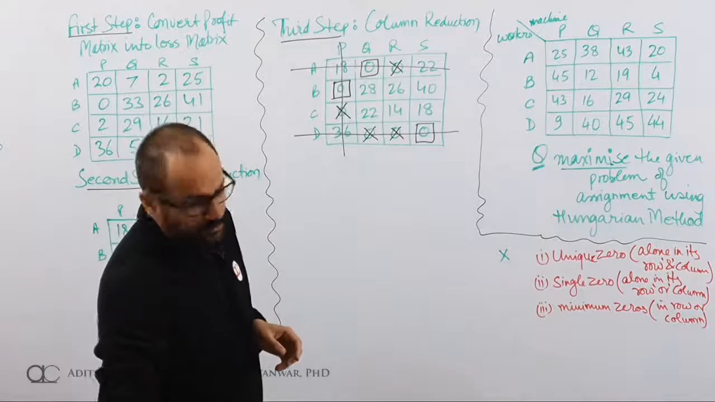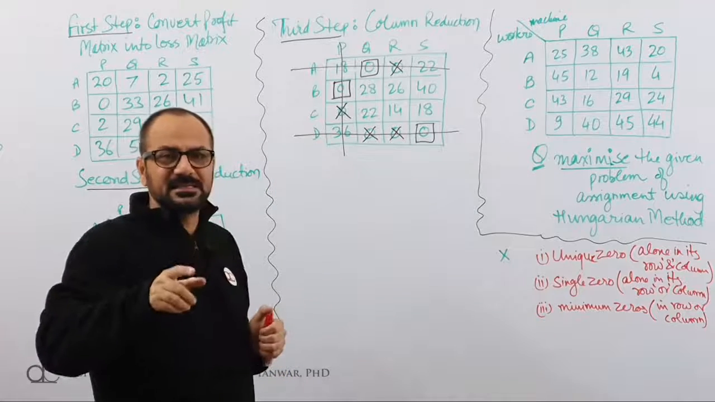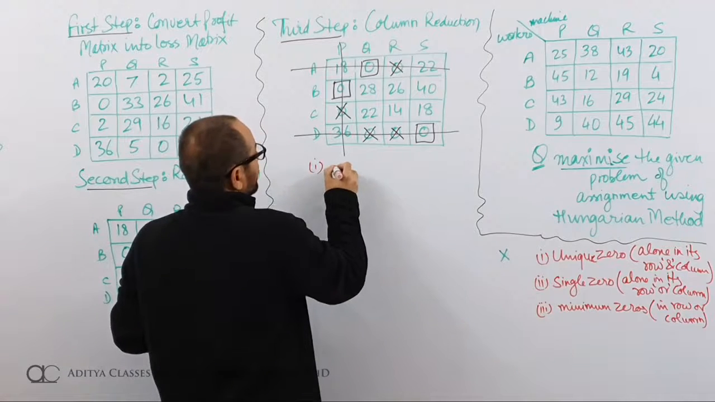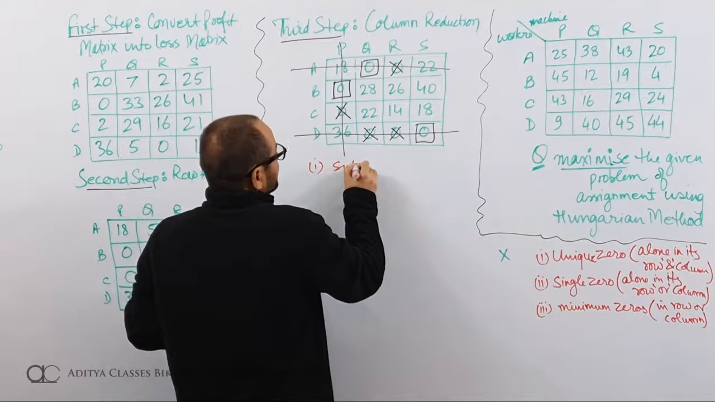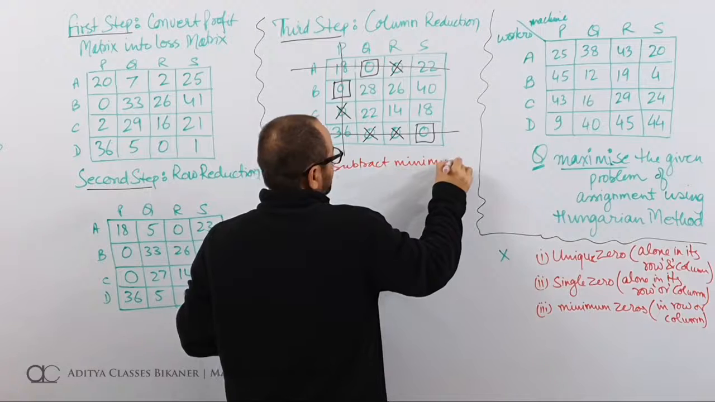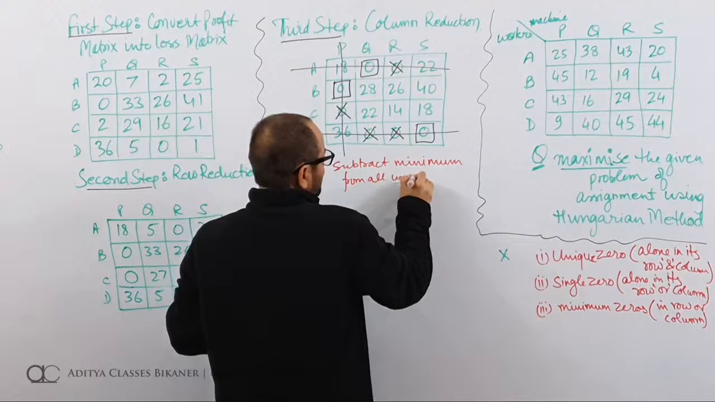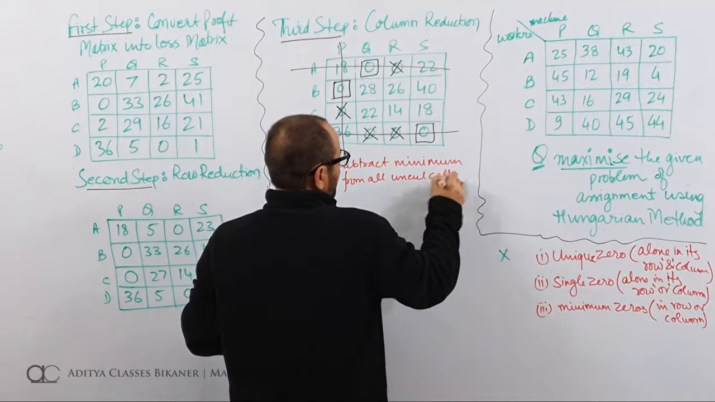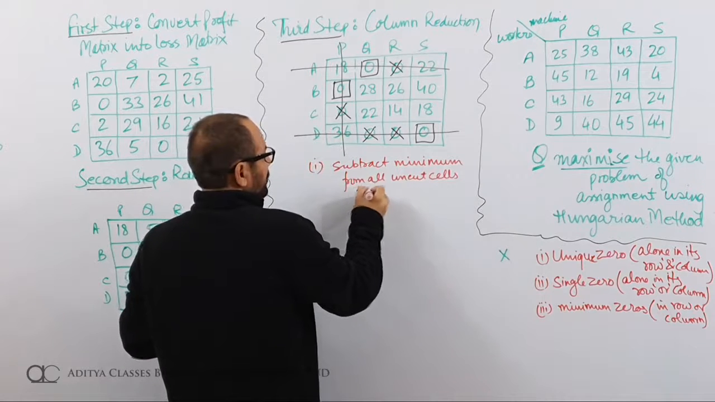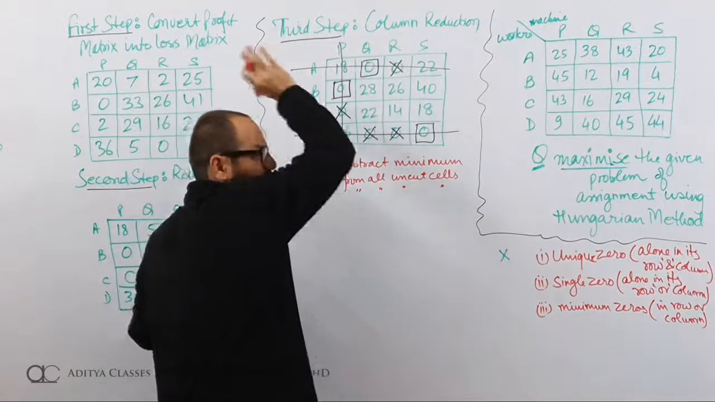uncut cells. There is a rule for transferring this matrix to new matrix. Whenever there is degeneracy, there is a rule to transfer it to new matrix. What is that rule? First rule is subtract minimum from all uncut cells. Subtract minimum from all uncut cells. Whatever is minimum in uncut cells, subtract it from all uncut cells.